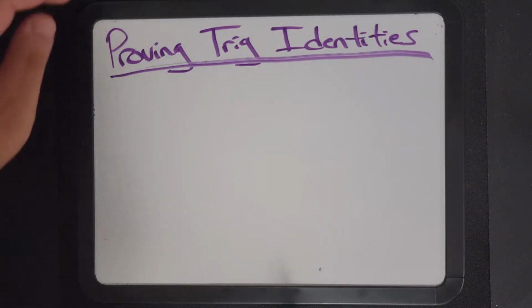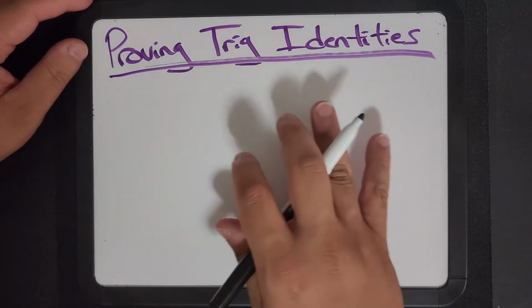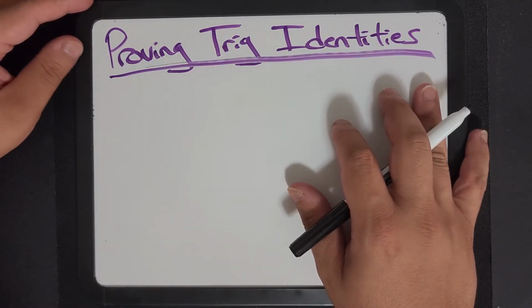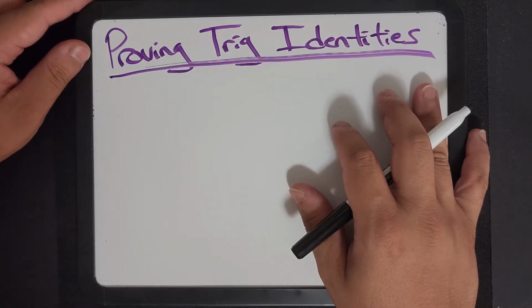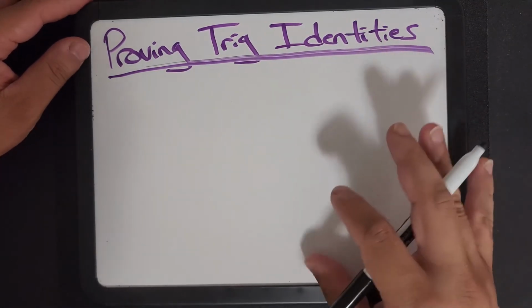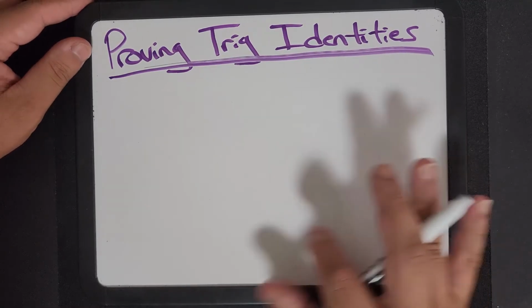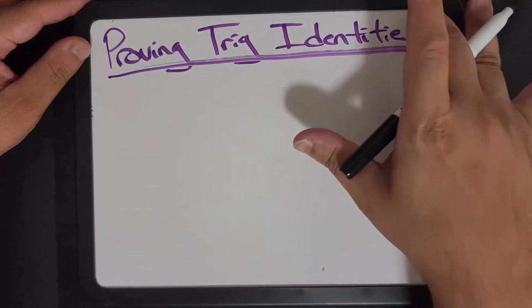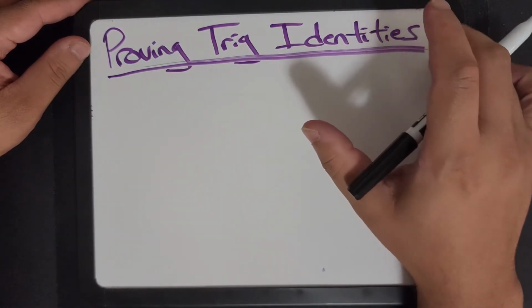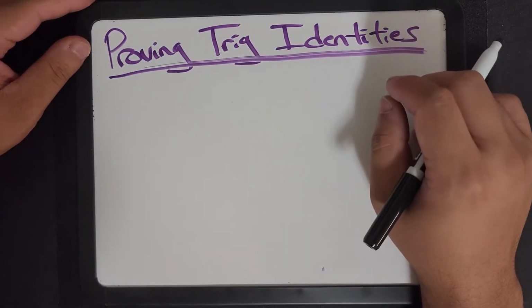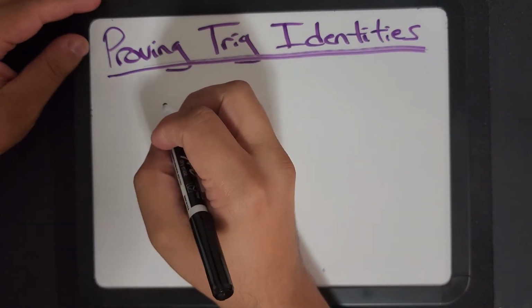Okay, so in this video we're going to be proving trig identities. Trigonometric identities. Based on what we've learned so far in trigonometry, we're going to apply all of that, and proofs are one of my favorite things to do because I used to struggle with it so much.